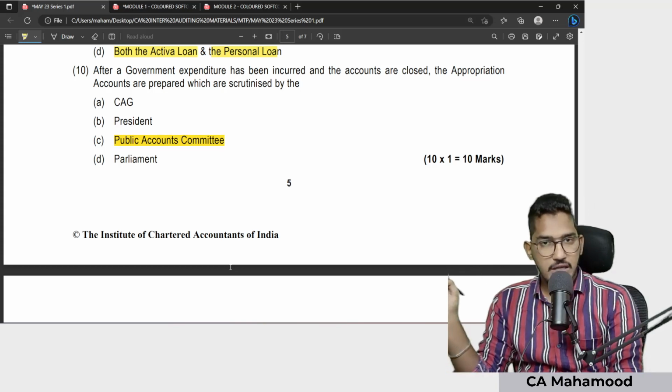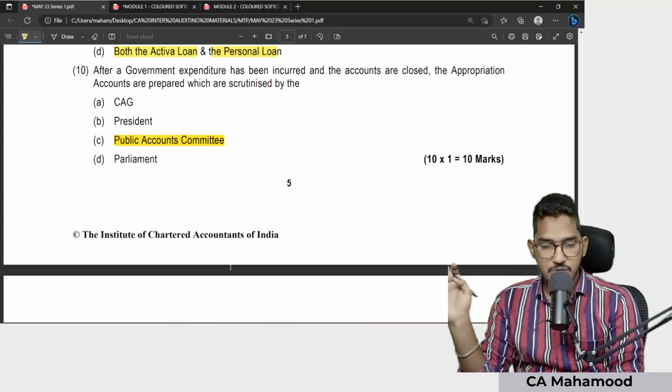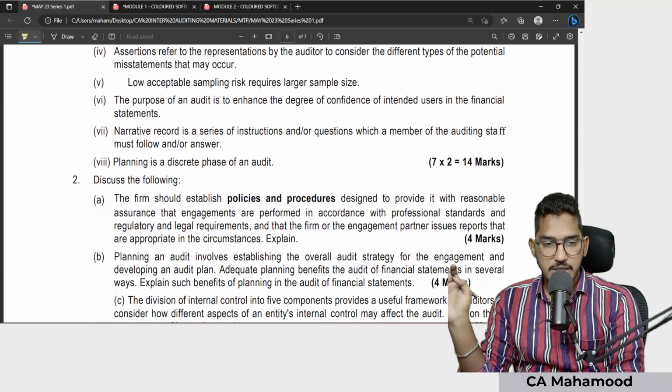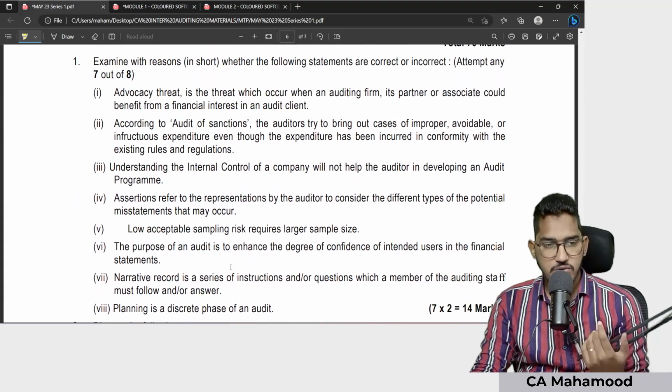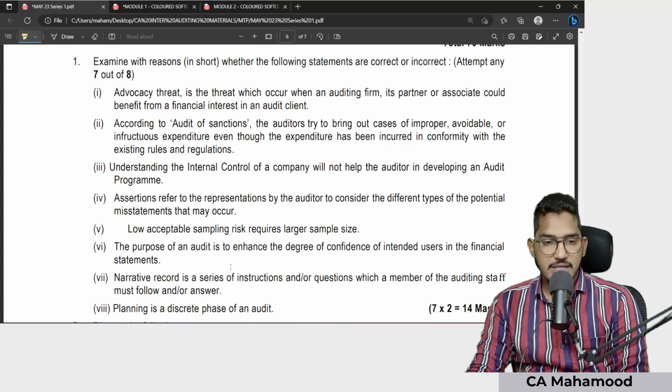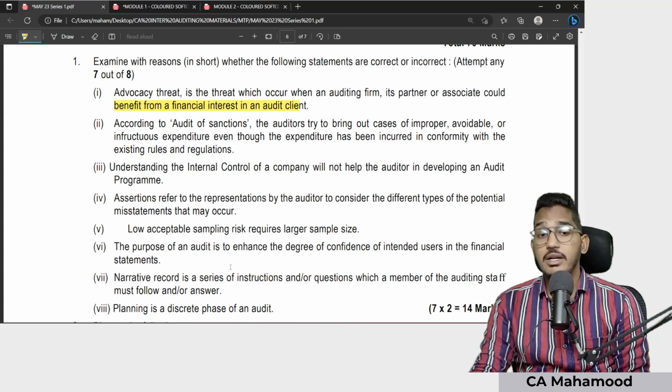Clear? So with this we are done with case scenario based MCQs and normal MCQs. Now we have true or false statements. Let us try to have a quick look at the true or false statements. Very easy questions. So number 1, advocacy threat is a threat which occurs when an auditing firm or its partner or associate should benefit from a financial interest in the audit client. Do we call that as advocacy threat?